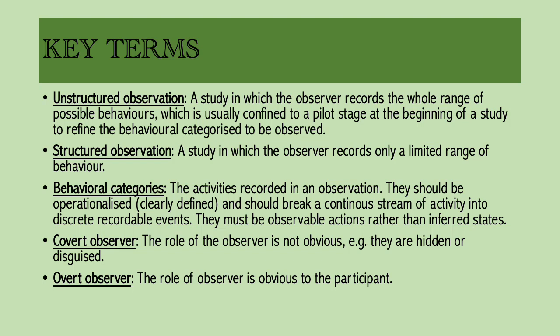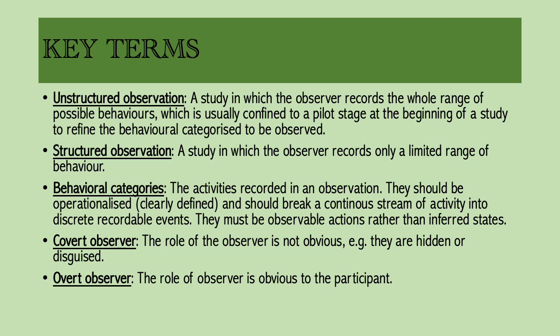Okay, alright, so next one, covert observer. Covert is the opposite to overt. Covert means the observer is not obvious, either they are hidden or they are disguised. I think this is easy to understand. Basically, the observer is hiding somewhere, the participants cannot see them, or they are disguised. So again, the participant doesn't know who the researcher is.